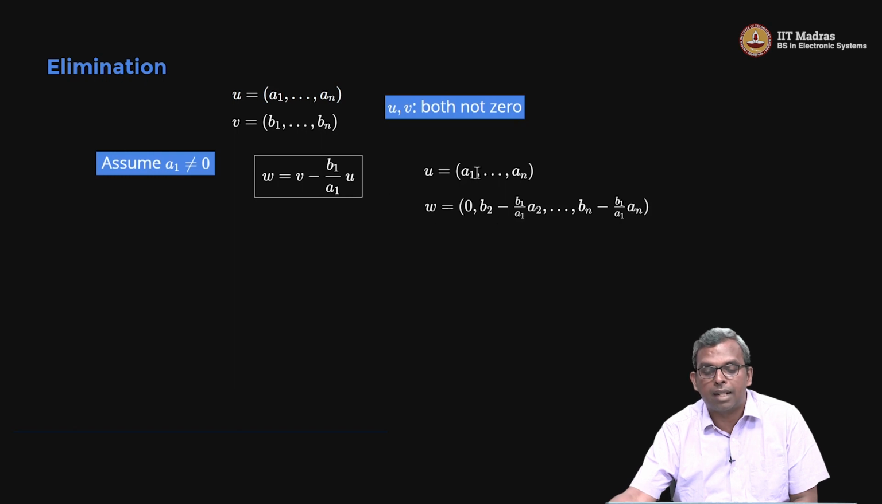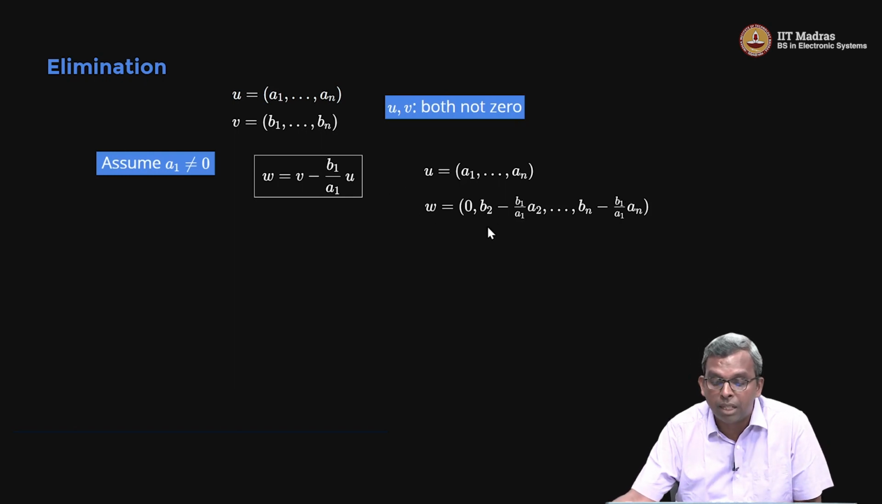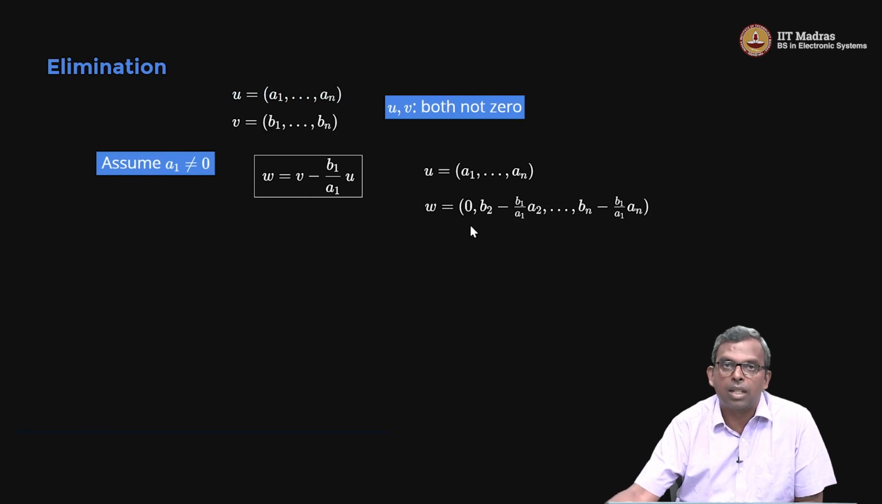Right? Do you see that? This is the clever idea of elimination. So elimination eliminates one of these values in v to make it 0. That's the idea in that. It eliminates this coordinate from consideration.